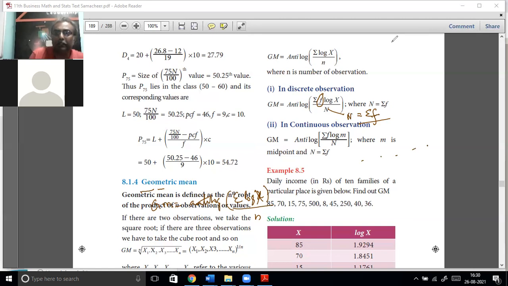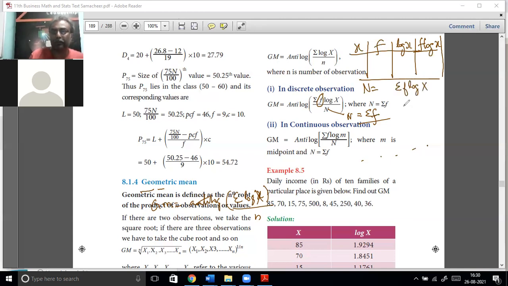So for every x, you have to find f and x. They will be given. You have to find the log of x, then you have to find f log of x. Finally, the sum of all the f is equal to n, and you find the sum of all the f log of x. This total will be here, this total will be here. Let's say this is A, this is B. This total by this total will give you the answer, the geometric mean. Very simple.